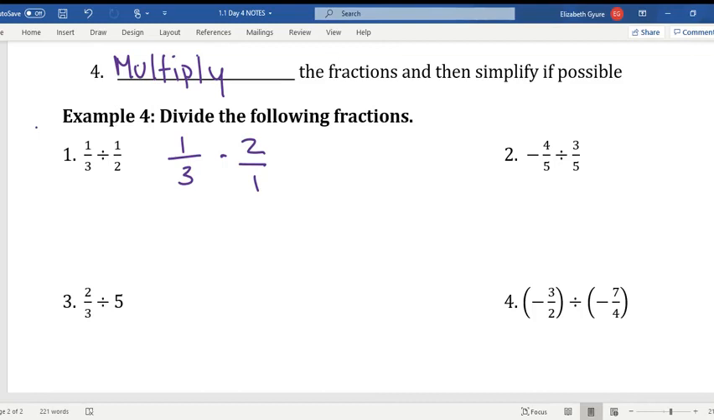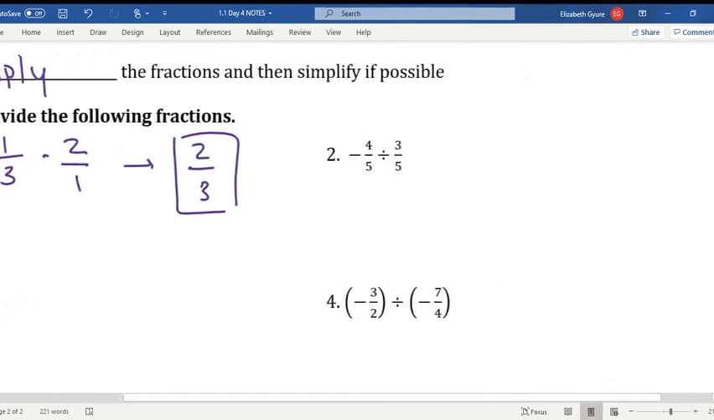Anything we can cross reduce? Nope. What is 1 times 2? 2. What's 3 times 1? 3, and then we're done. That's it. It's just 2/3.